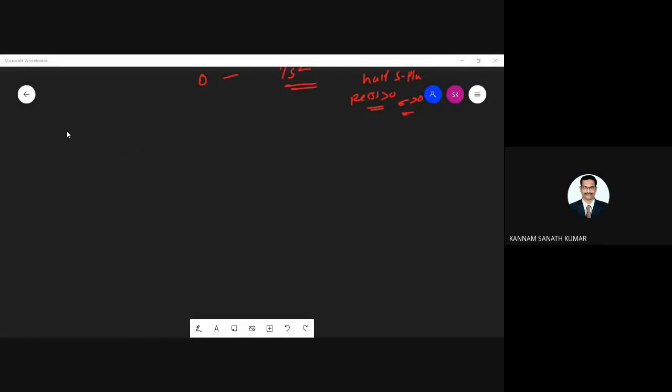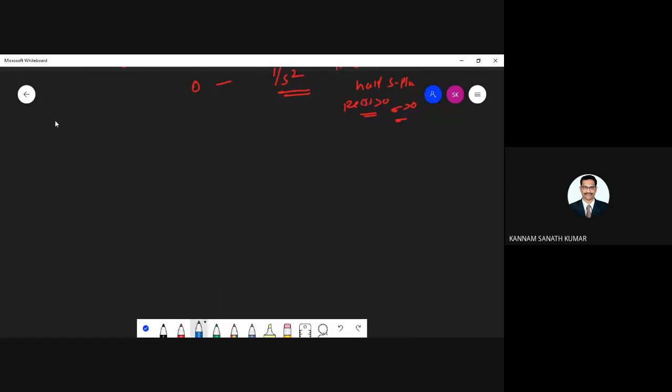So next, the third one. x of t equal to e power minus 3t into u of t. So that means x of t equal to e power minus 3t for t greater than or equal to 0, and 0 for t less than 0. So like this you can define the given function.